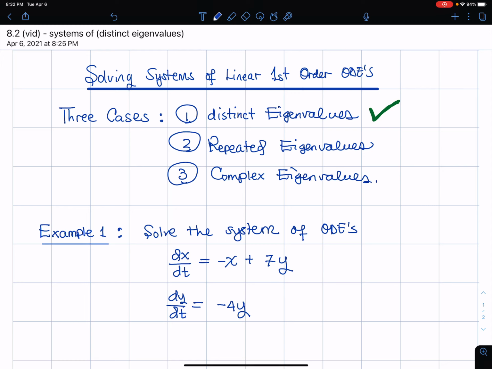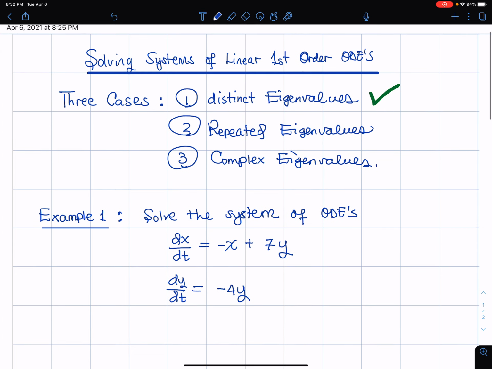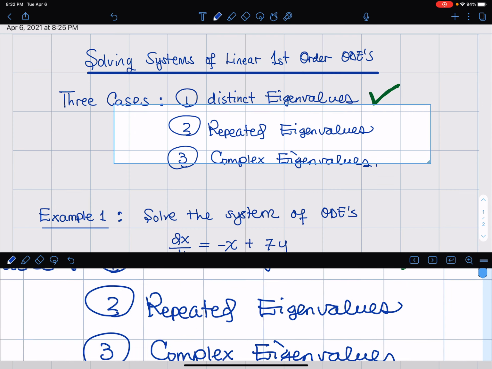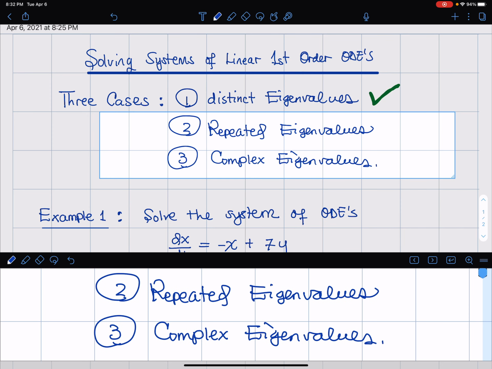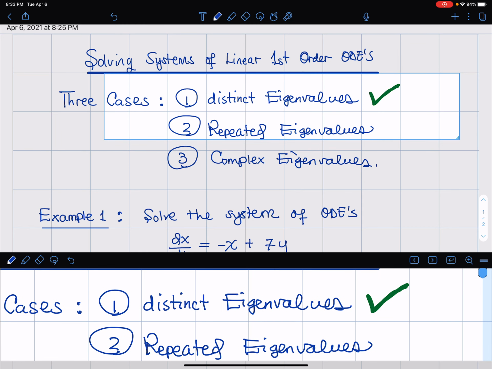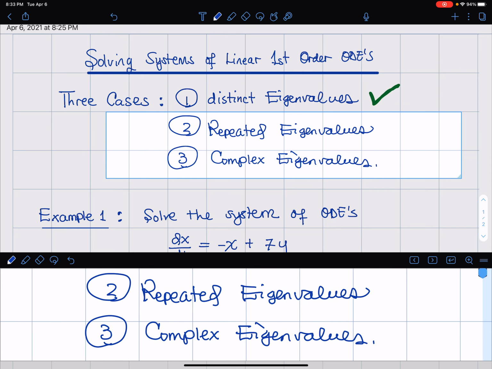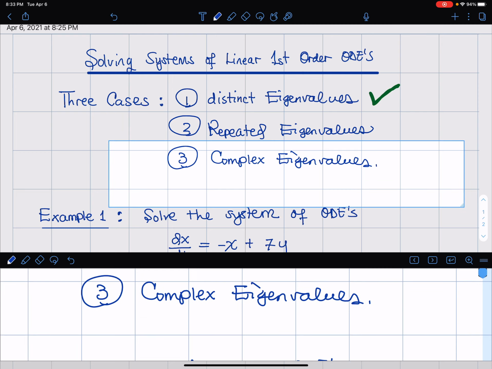Let's solve systems of linear first order ODEs. I want to point out that there are three cases that we're going to look at, and each of these cases has a unique way of solving it. The first case is where you have distinct eigenvalues. The second case is where you have repeated eigenvalues, and the third case is where you have complex eigenvalues.